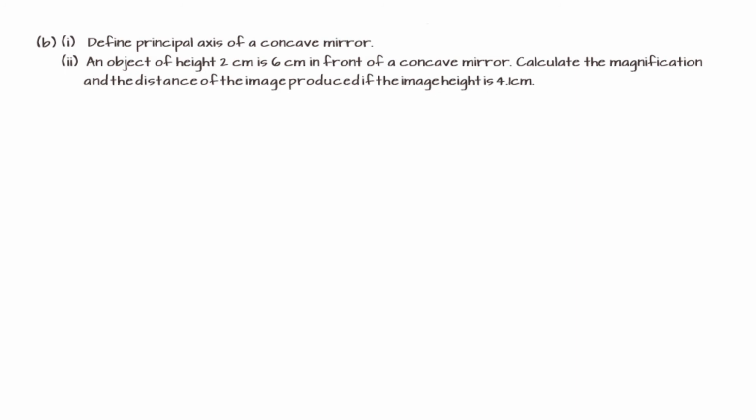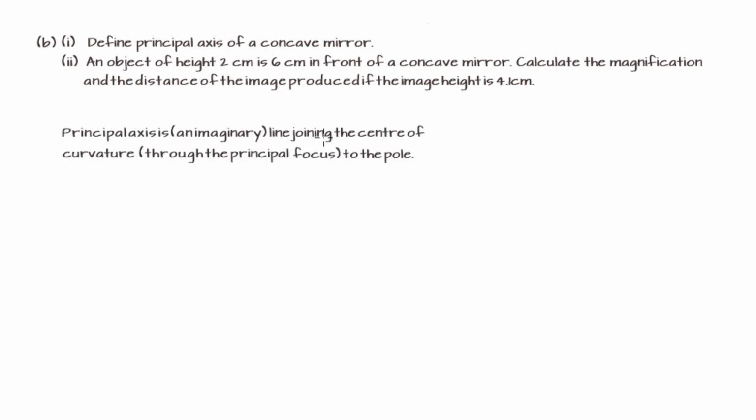Now, in our final question here, we're asked to define the principal axis of a concave mirror. The principal axis is an imaginary line joining the center of curvature through the principal focus to the pole. So if you want to denote that in the diagram, let's say this is our concave mirror. Now there will be a line at the middle running through that mirror, and on that line, we are going to locate the principal focus and the pole or the center of curvature of the concave mirror.